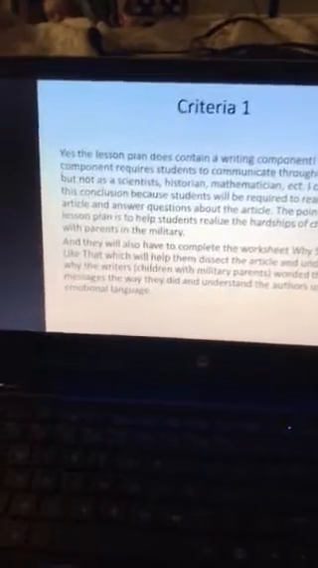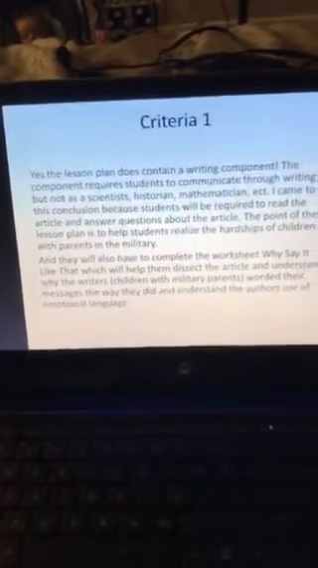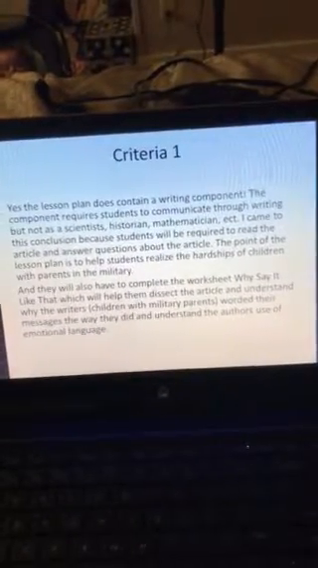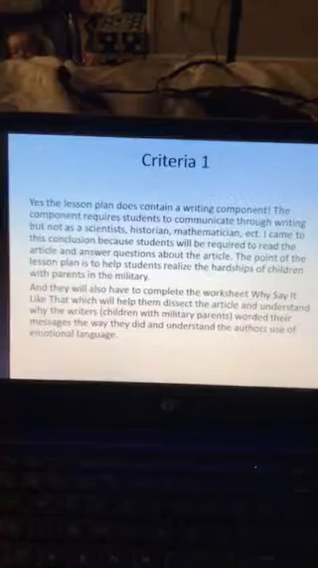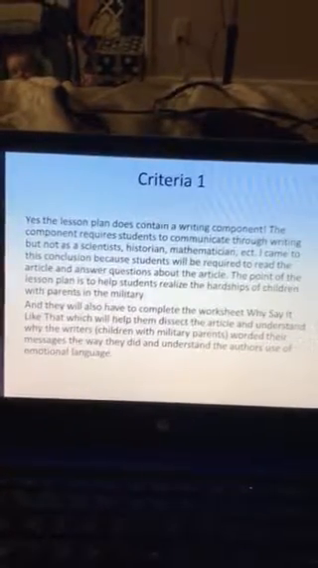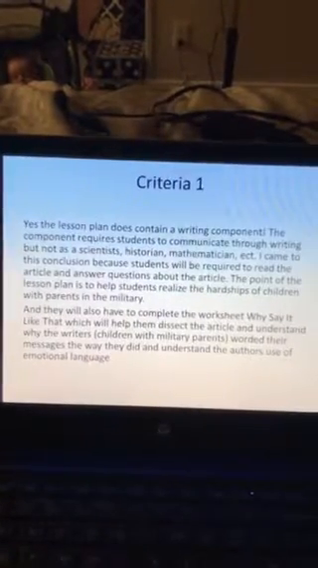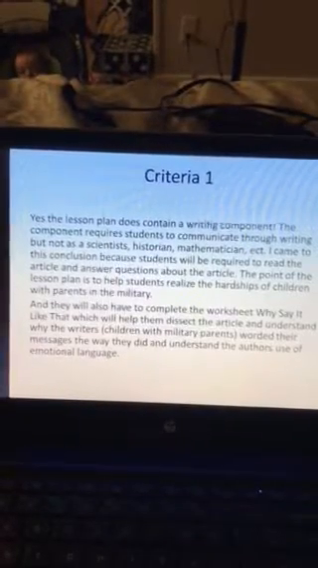Criteria 1. The question for that was, does the lesson plan contain a writing component? Does that component require students to communicate through writing as a scientist, historian, mathematician, etc. would within their discipline in the real world? My answer to that is yes, the lesson plan does contain a writing component. The component requires students to communicate through writing, but not as a scientist, historian, mathematician, etc. I came to this conclusion because students will be required to read the article and answer questions about the article.